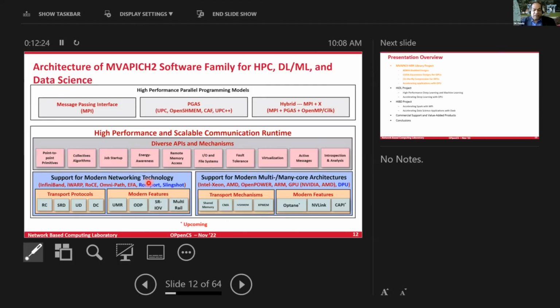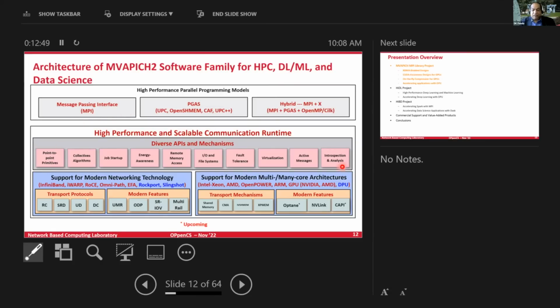Below here, you see all the different networking technologies. These are the CPU, GPU, DPU architectures. At the top level, we started with the MPI interface, then we provided the PGAS interface, and the hybrid MPI plus X interface. Through these interfaces, we are now able to support not only HPC, but also deep learning, machine learning, data science, and big data. I'll talk about that a little bit later.